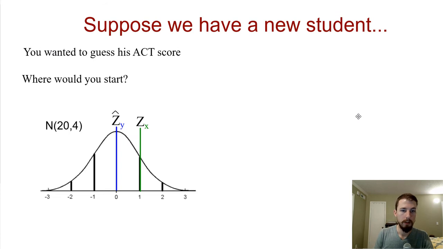All right, so we'll do a little regression to the mean. So suppose that we have a new student. We wanted to guess his ACT score. Where would we start? Well, if we know nothing else about him, we would just assume that he was typical or average, or the most likely outcome is that he has an average ACT score. So that's where we would start.